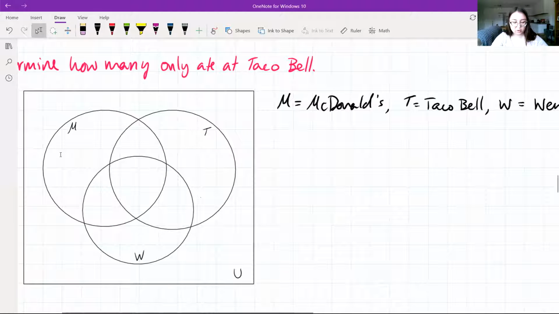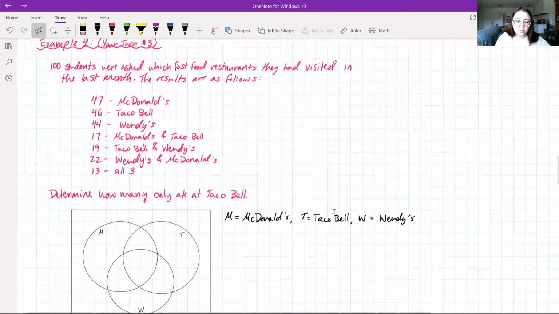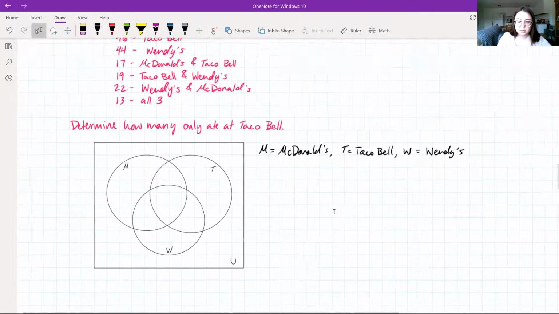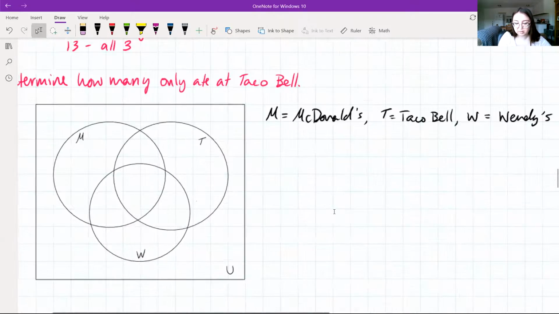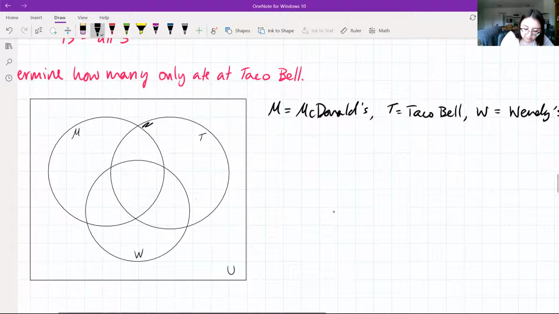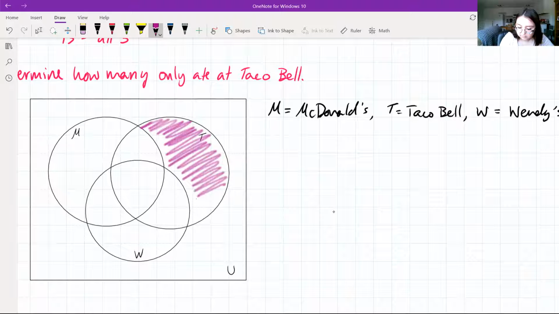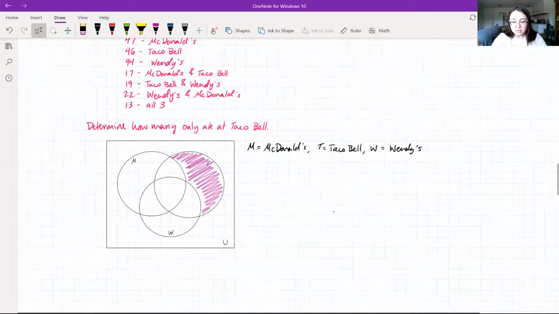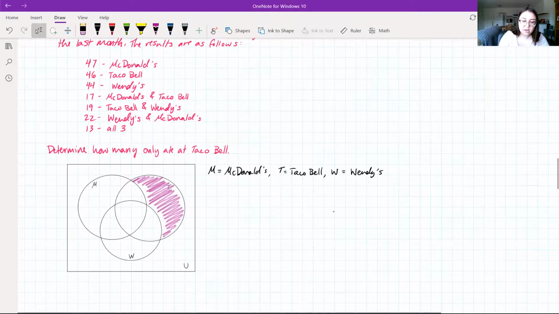So we see here we have our circle of M, our circle of T, and our circle of W, and our universal set, which we know we asked 100 students. We want to determine how many only ate at Taco Bell. So we can fill in our region. This is the only region we're worried about because we only want how many people only ate at Taco Bell and nowhere else.